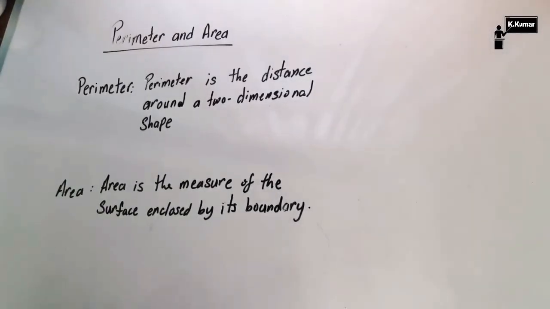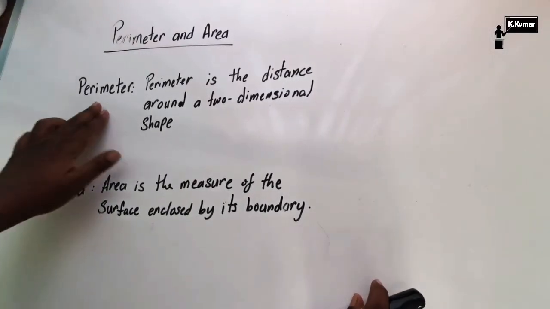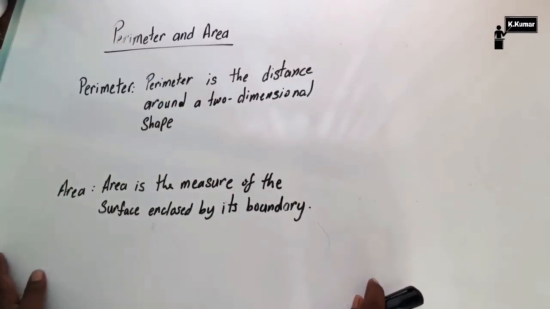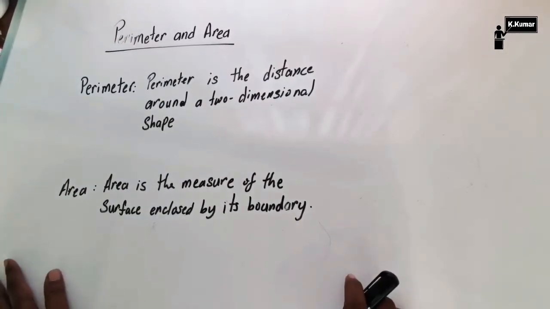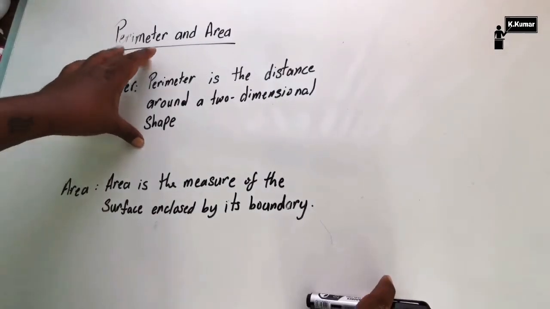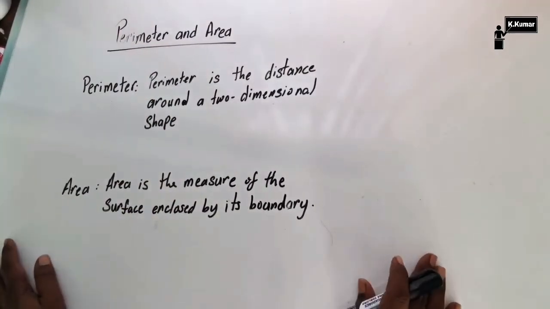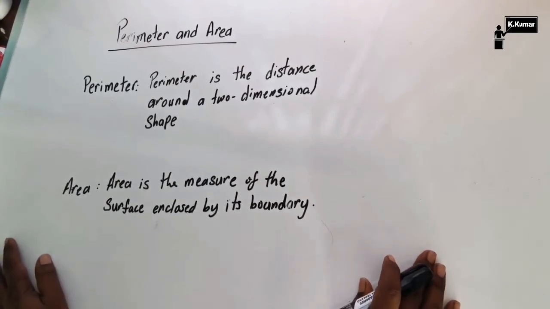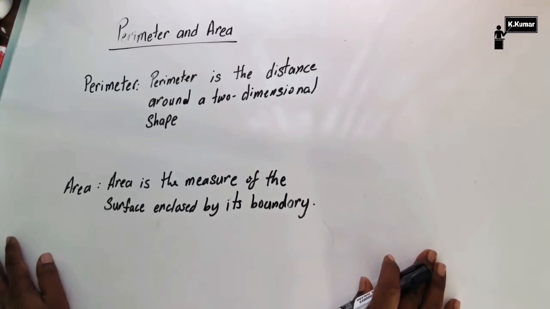We're looking at perimeter and area. So perimeter is the distance around a two-dimensional shape. Now perimeter is pretty straightforward. All you have to do is take the lengths of the sides given for a two-dimensional shape, and then you add them up, and that's going to give you the total distance around the shape.